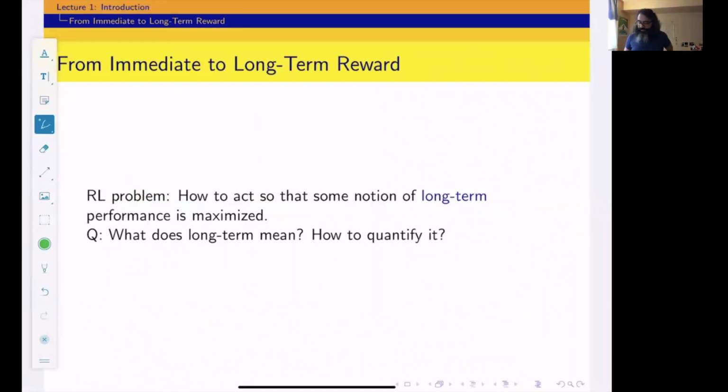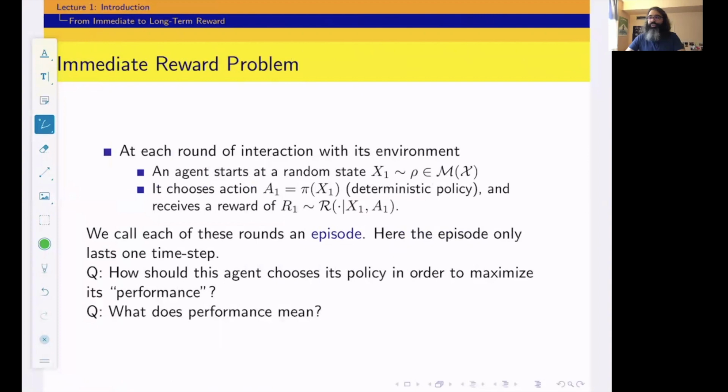Okay, so we talked about the basics of MDP, some notations. Let's gradually get to the RL problem. Remember, the RL problem was the problem of how to act in order to maximize some notion of long-term performance. So the question we have to think about is, first of all, what is the definition of long-term, and how can we quantify it. I will start with short-term first: how to define performance if we only think about short-term performance, and then we get to the long-term later.